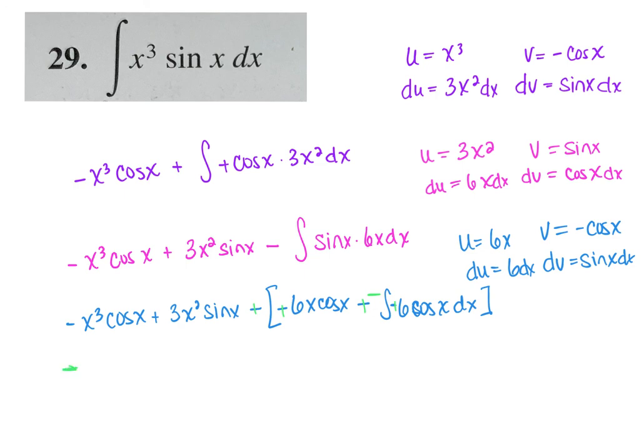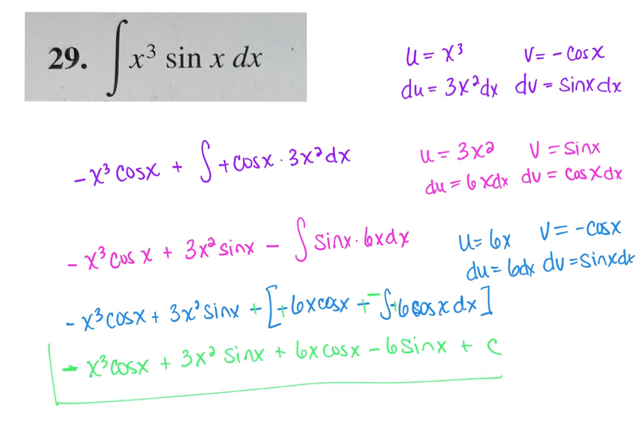All right, so I have negative x cubed cosine of x plus 3x squared sine of x plus 6x cosine of x minus, the antiderivative of cosine is sine, so 6 sine of x plus c. And that is your answer right there.